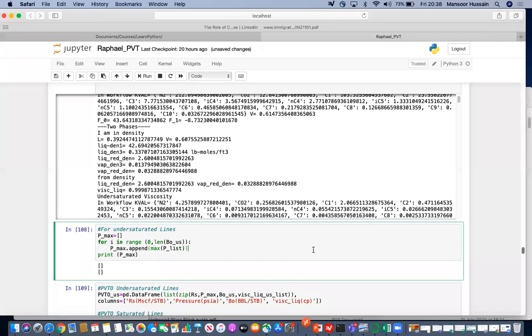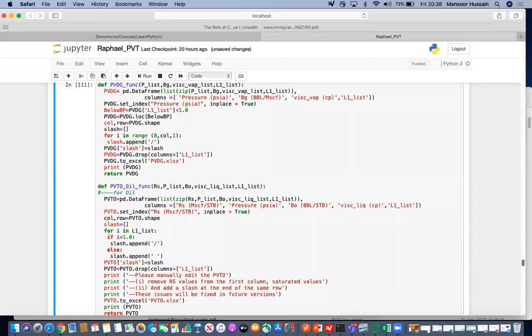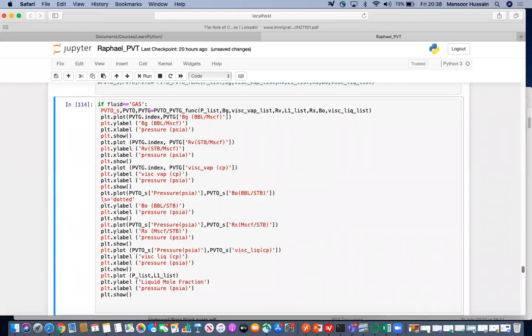Okay, let me carry on then. I'm executing these functions. Basically, if you were to run it outside of Jupyter Notebook, you would simply say python and the name of the program .py, and it will do everything for you.